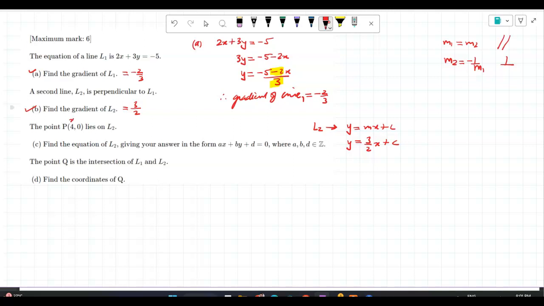0 is equal to 3 over 2 multiplied by 4 plus c. 2 2s are 4, so 0 is equal to 3 2s are 6 plus c. So c is equal to minus 6. Put the minus 6 back. So y is equal to 3x over 2 minus 6.